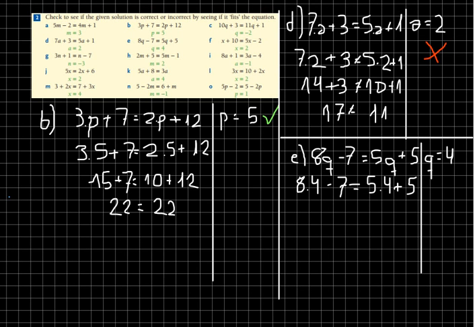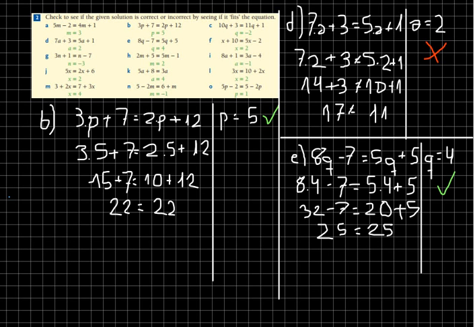So 8 times 4 is going to be 32 minus 7, which must be equal to 5 times 4 is 20 plus 5. 32 minus 7 is going to be 25, and that is equal to 20 plus 5, which is 25. Since 25 is equal to 25, we can say here that the answer provided by them is totally correct. So q is equal to 4.